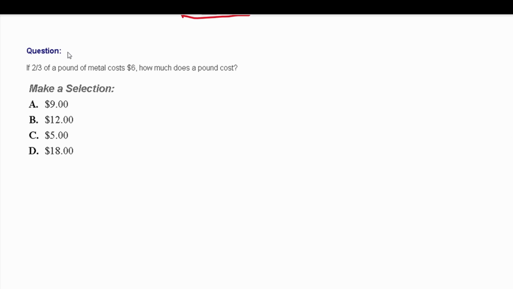All right, this next question says, if 2/3 of a pound of metal costs $6, how much does a pound cost? So one strategy you can use to solve problems like this is by setting up a proportion. And I'm going to set up the left-hand side of the proportion like this. I'm going to put 2/3 in my numerator, and I'm going to write out pounds. And I'm going to place that over $6. And this tells me 2/3 of a pound of metal costs $6.